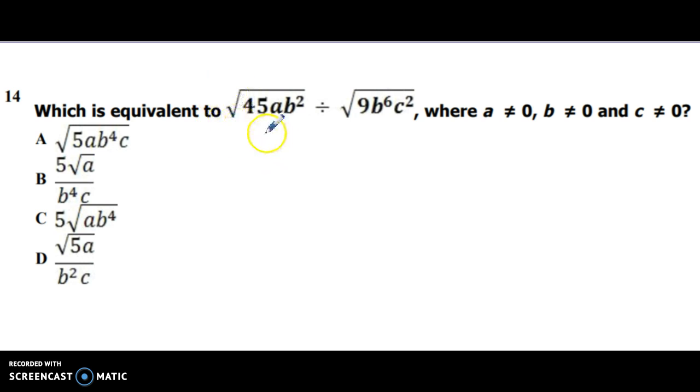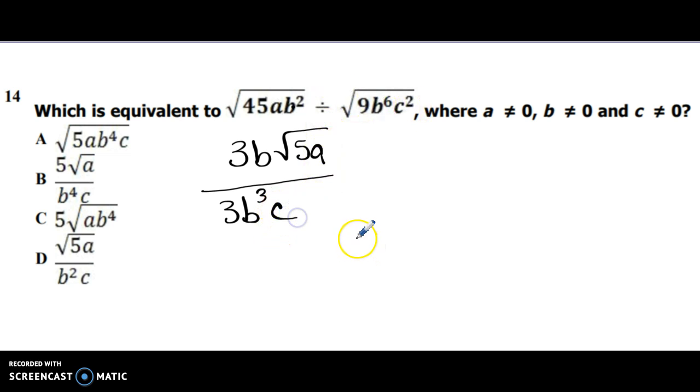Trying to divide, I'm going to simplify. 45 we simplified just a minute ago to 9 times 5. Square root of 9 is 3, so I'm going to bring that out along with the b. I have left a 5a on top. Now we're dividing. Square root of 9 is 3. 6 divided by 2 gives me b cubed. C squared divided by 2 gives me c.